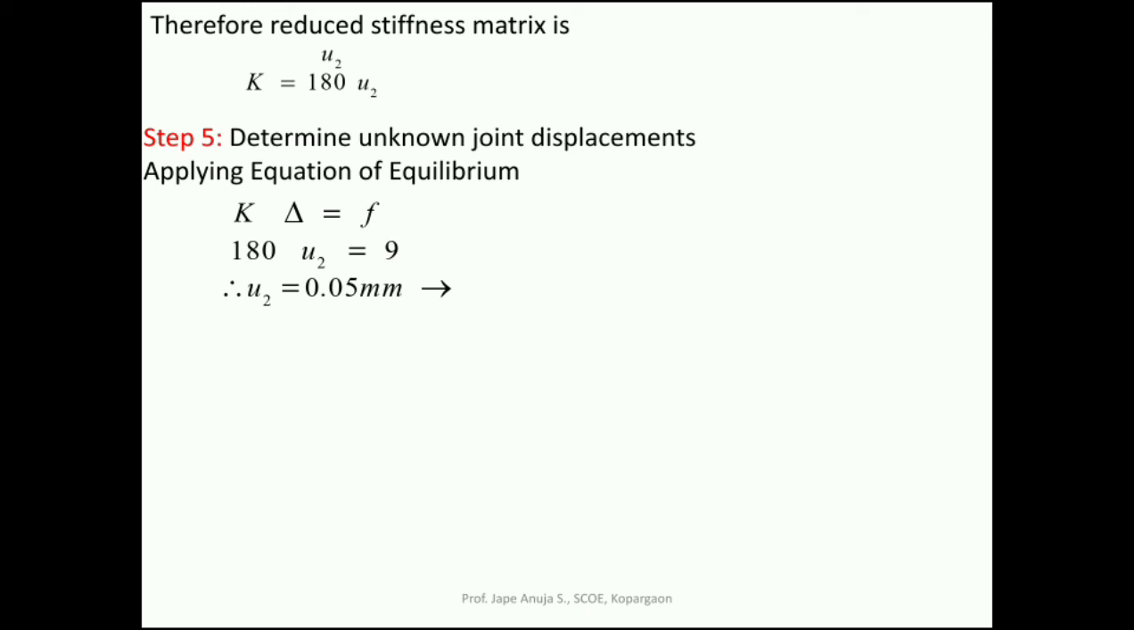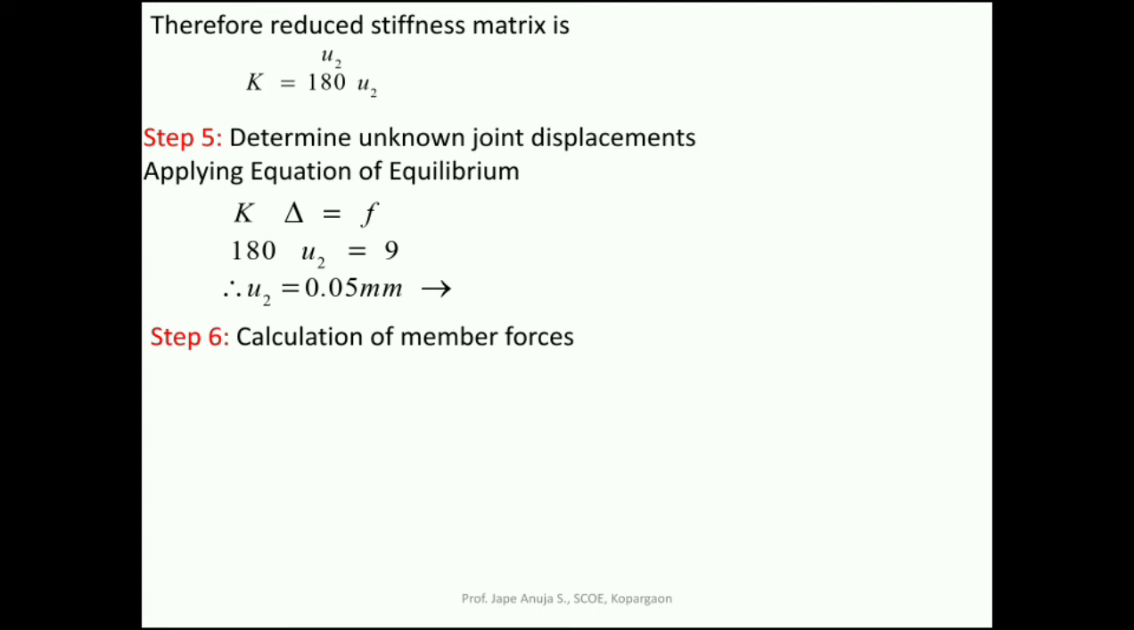At node number 2, as the unknown displacement is U2, that force is related to that joint only, the second joint. So at node number 2, 9 kilonewton in right direction is present, therefore this F vector is 9. So calculate this simple equation, solve for U2. You will get the U2 value as 0.05 mm in right direction. As the answer is positive, it means the assumed direction is correct, it is in a right direction. So here this problem ends.